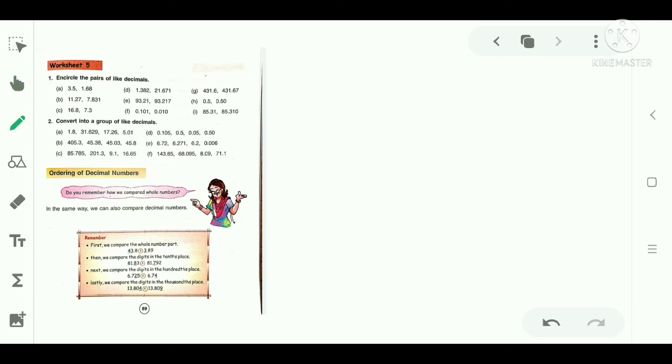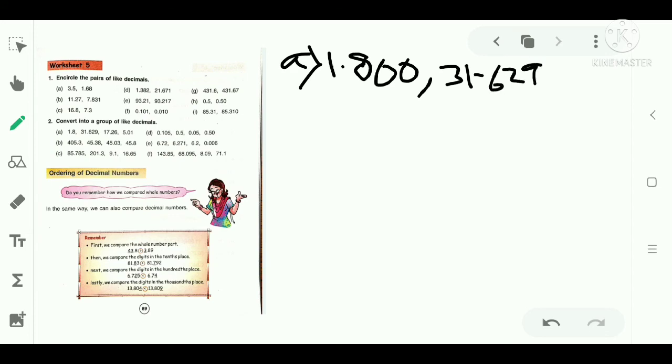So how to make it? Look here, as I told you, we can add 2 zeros, 3 zeros on the right side of a decimal. Okay, because as we have discussed, the value will not be changed. So now students, we want to make 3 digits after the decimal. So we can write 1.8, 2 zeros we will add here, 1.800. Now the next number 31.629, we will write as it is, 31.629, because here there are already 3 digits after the point.